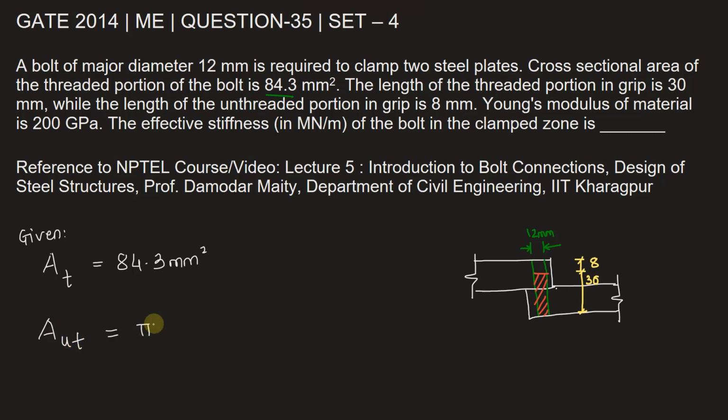We can calculate it by π/4 into 12², because we know that there is a uniform diameter for the unthreaded portion, which is 12 millimeter. Young's modulus is given as 200 gigapascal. As we have to calculate the effective stiffness in meganewton per meter, we'll convert this also: it is 200 meganewton per meter. Now let's solve this further.